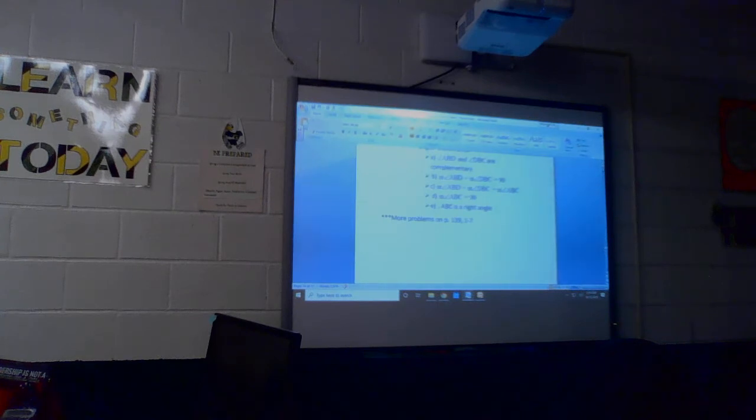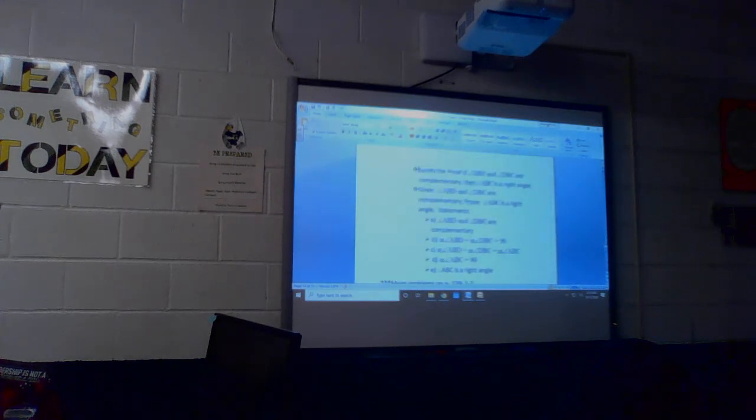How do I know that the measure of ABC is equal to 90? Because of the box. And what's the box tell me? That it's a right angle. So my reason why for step D is the definition of a right angle. And then the last thing, ABC is a right angle. Again, I could use the definition again. Or this right here, I could use substitution two times in a row also.